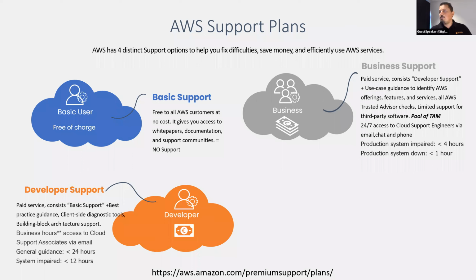Here in business support, we have 24/7 access to cloud support engineers via email, chat, and phone. So this is the lowest level support plan where we get cloud support engineer access 24/7. And here, if you look, the SLAs are improved. If the production system is impaired, they respond in under 4 hours. If the production system is down on AWS, then they will help us in under 1 hour.